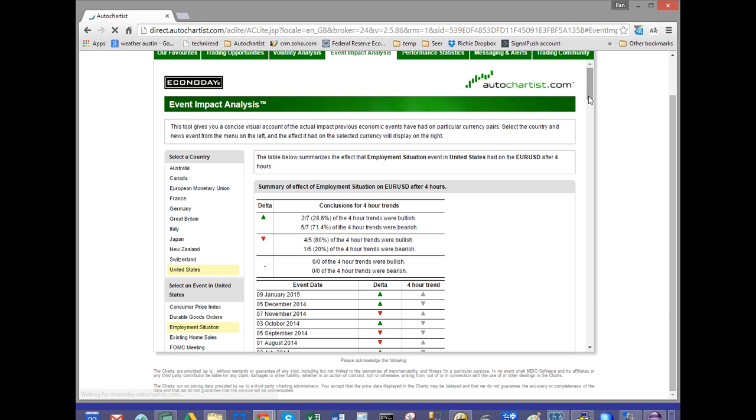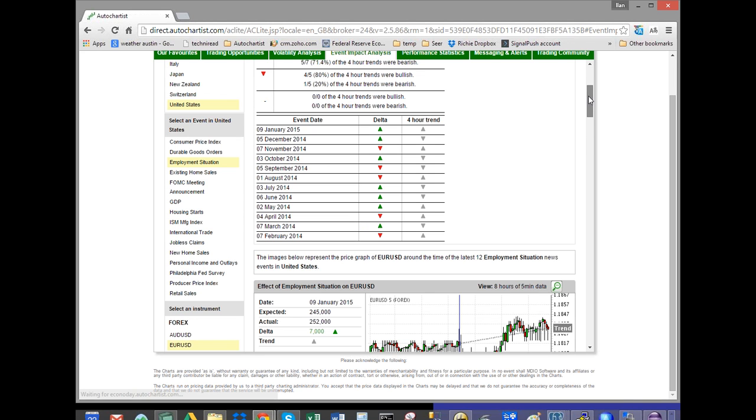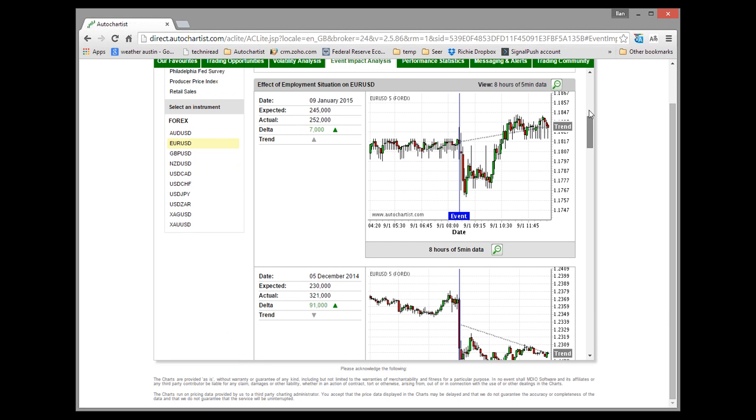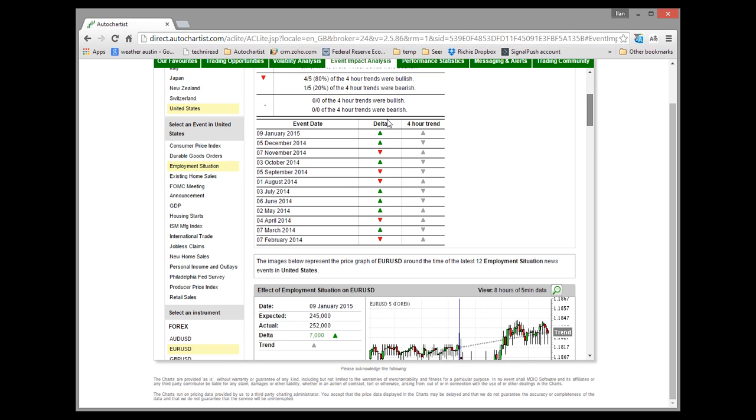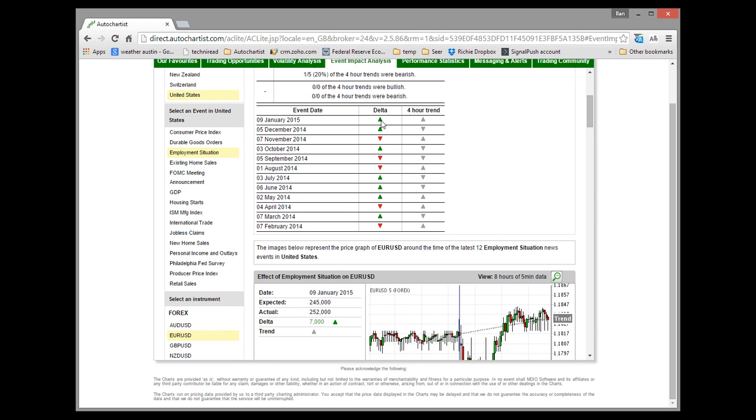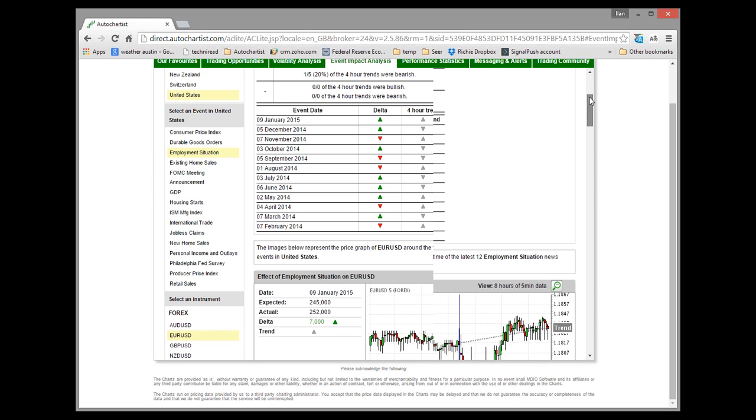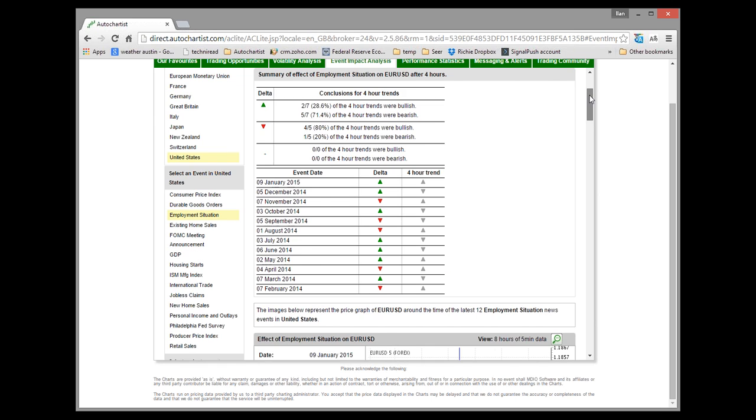We can see the last few events that have happened, obviously visually. Then we get a summary of what happened, where the delta is obviously the difference between the expected and the actual value, and then what was the trend subsequently. And we can draw some conclusions. We can see here we can draw some conclusions.